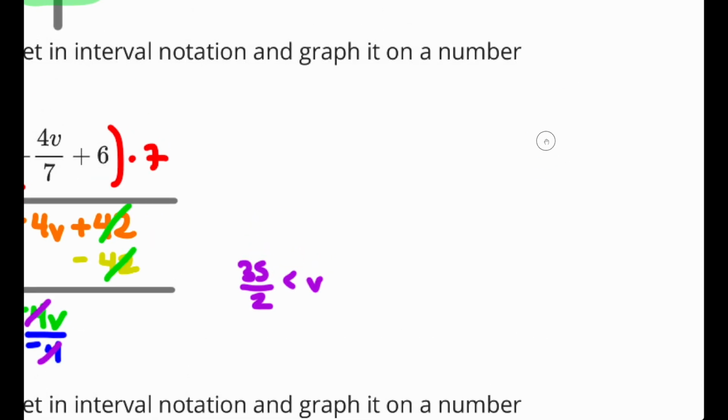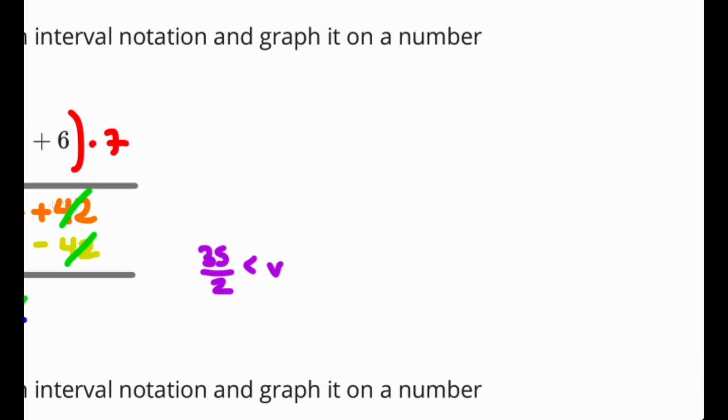But it also wants an interval notation and graphed on a number line. So the interval notation, it says it's greater than 35 over 2. So that means 35 over 2 is the smallest that we'll ever get, but it can get greater than it, so it can go to infinity as well. Okay, we do not include the 35 over 2, so you're going to have to put a parentheses instead of a bracket by that 35 over 2, and you end up with an answer like that.